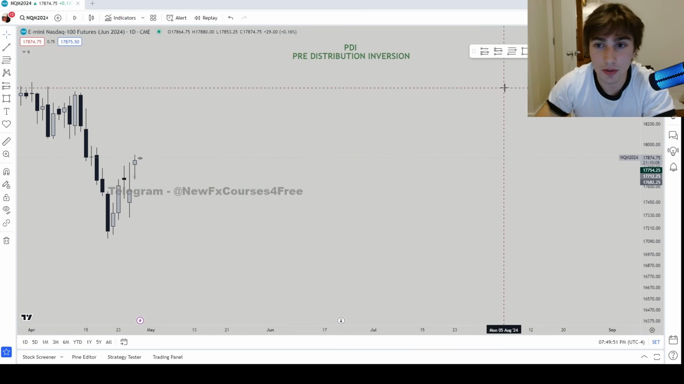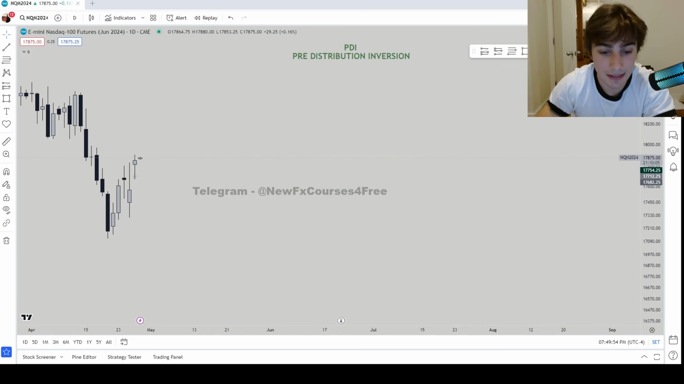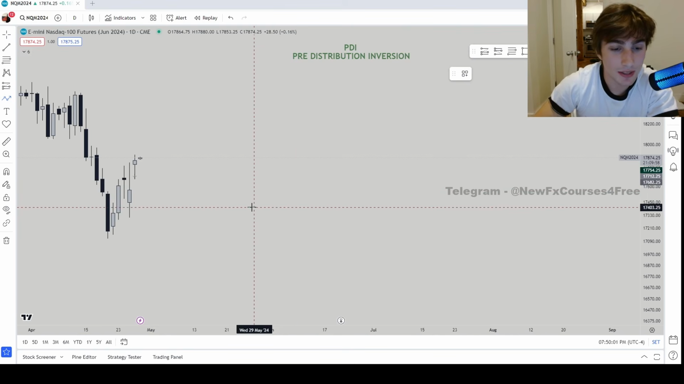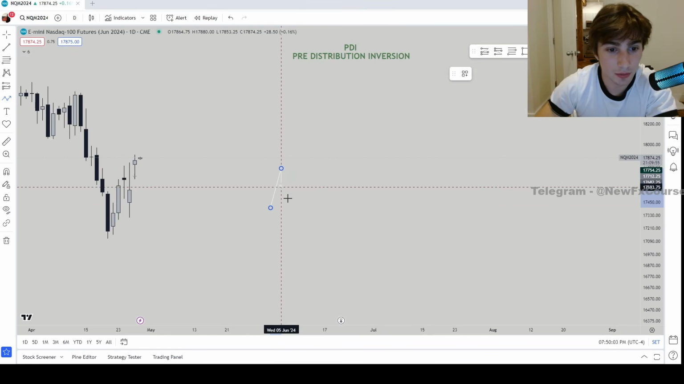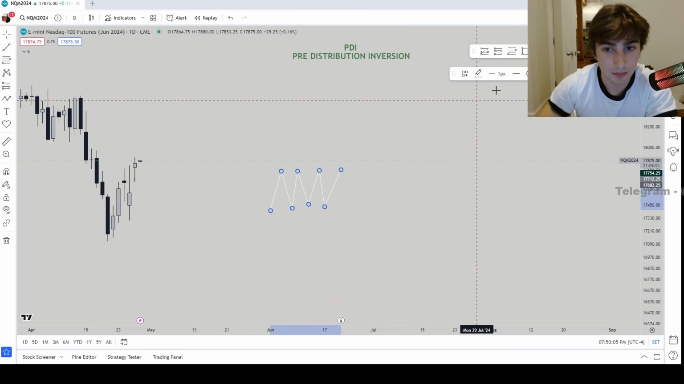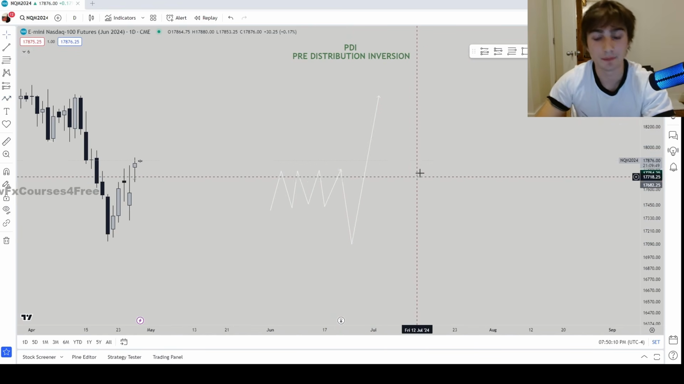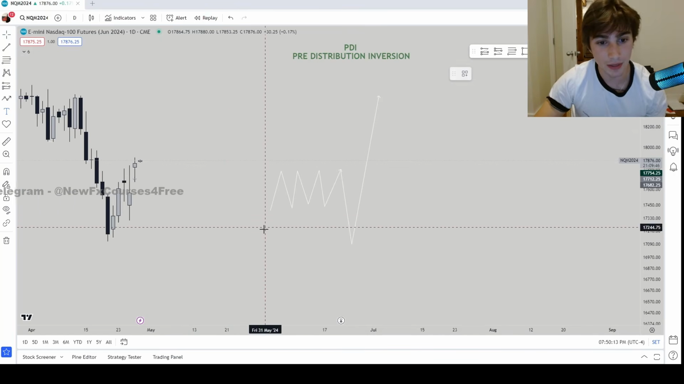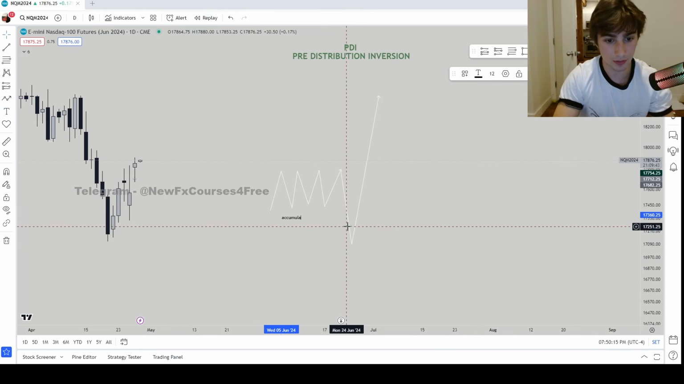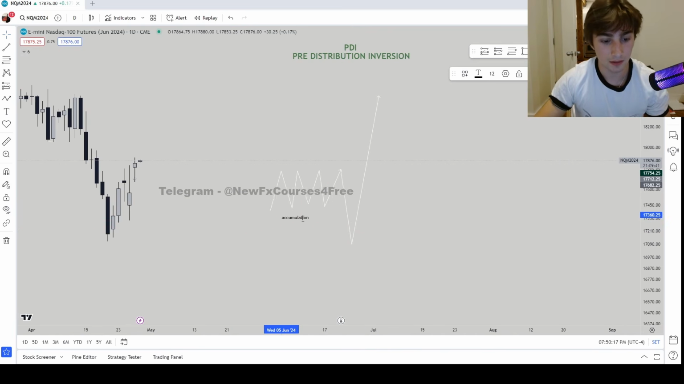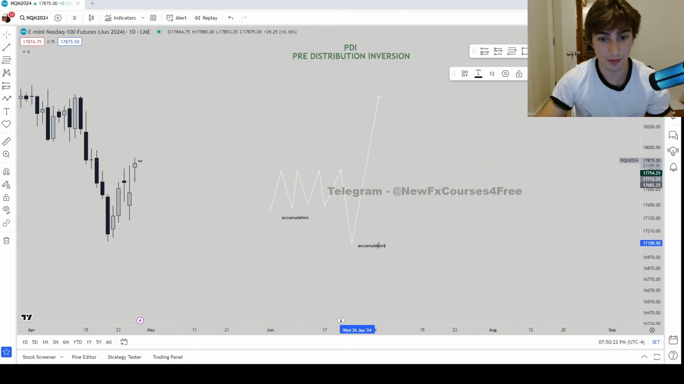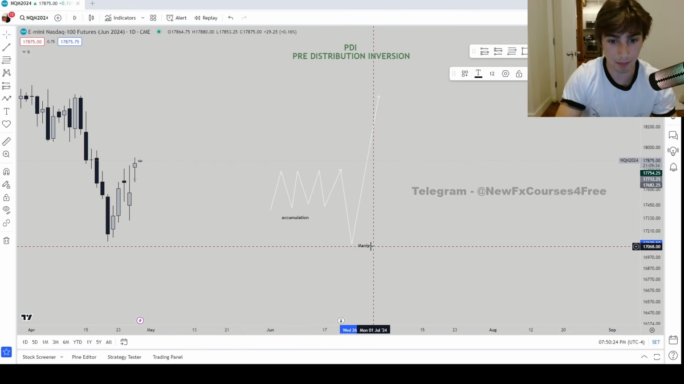Let's start off at the most surface level thing here. So the pre-distribution inversion strategy all roots from the AMD model. What is AMD? AMD is going to be accumulation, manipulation, distribution, right? So price moves in three ways. It accumulates. This is going to be your accumulation zone. It is going to also manipulate, which is right here. This is what's going to bait the sellers out.